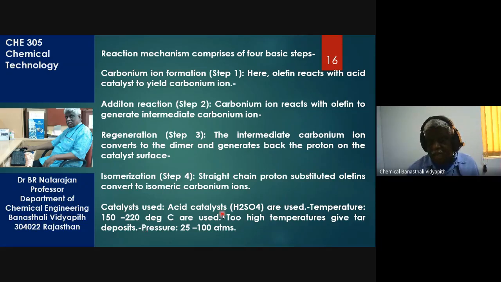Catalyst used is the acid catalyst, could be sulfuric acid, temperature 150 to 220 degrees C. Too high a temperature will give, see there, when too long a polymer is formed, you form tar-like deposits, right? And pressure used is 25 to 100. So the temperature suggested is 150 to 220, because beyond that, tar-like deposits end up. Excessive polymerization will not be good. You want a dimer-trimer, that's all.